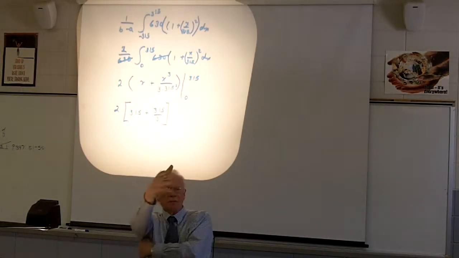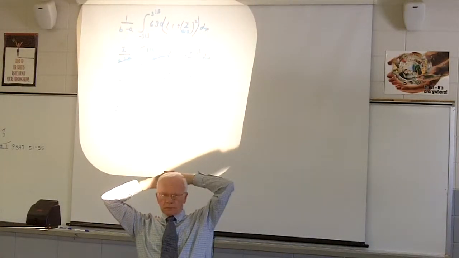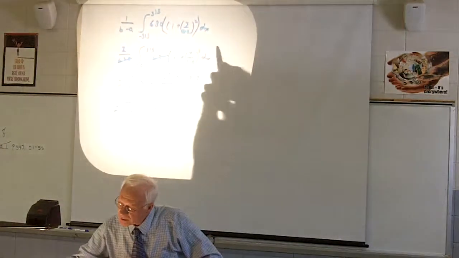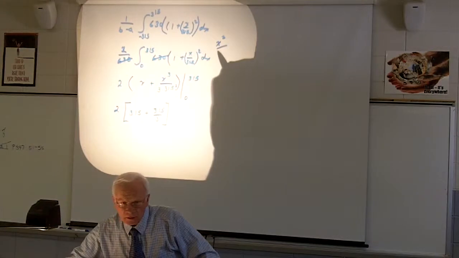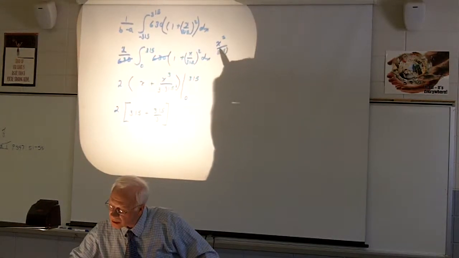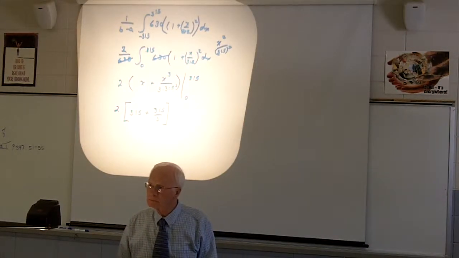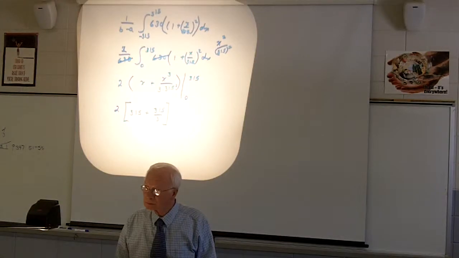Shannon, you have x to the third over 3 times 315. Where did that 3 come from? The antiderivative of this, we had here x squared over 315 squared, which I kind of messed up. That's where the 3 came from. That's double the correct answer.